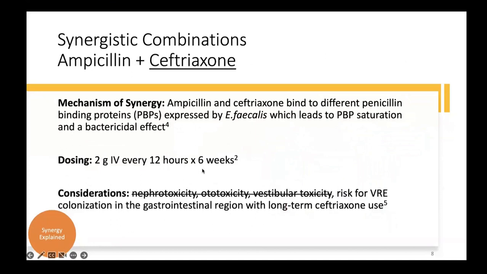So now looking at ampicillin and ceftriaxone, the mechanism here is going to be different. The ampicillin and the ceftriaxone are going to be binding to different penicillin binding proteins that E. faecalis expresses, which then leads to saturation of those binding proteins. So the bacteria can't make its cell wall, causing a bactericidal effect. Dosing is going to be 2 grams every 12 hours, and this is going to be done for the full 6 weeks of therapy for endocarditis.